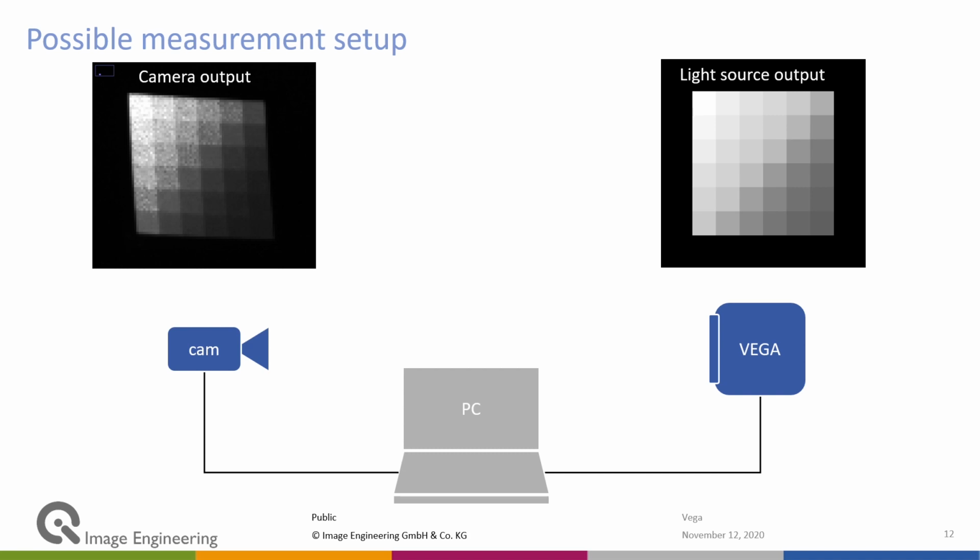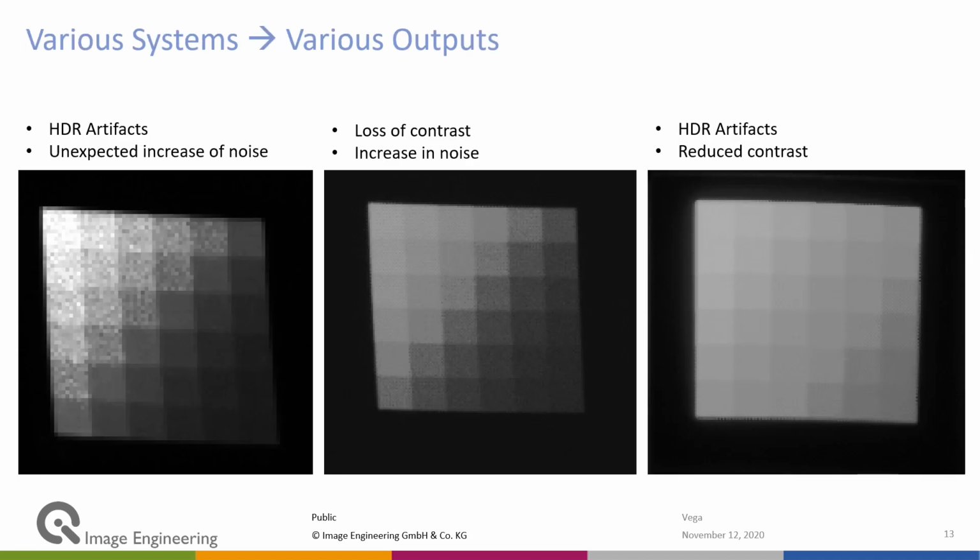Okay, this is exactly why we wanted to test in the first place. Even without further investigation, we can see that there are major issues going on here. Different systems show different behavior in this case, and we can see some different issues here. For example, on the left side, this example, we see there is an unexpected increase of noise in the top left corner where it gets bright.